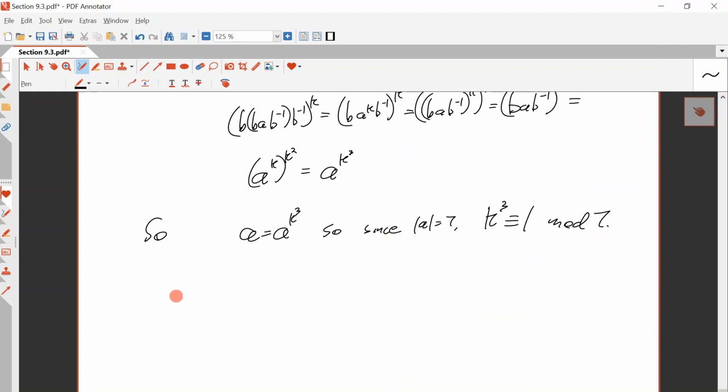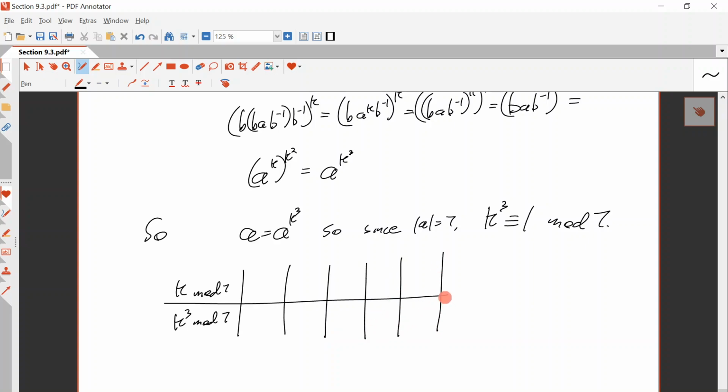Okay, so let's check it out. K to the third mod 7. So I got k mod 7, k to the third mod 7, not 0 and 1. So 2: 2 to the third is 8, mod 7 is 1. 3 to the third is 27, mod 7, that's 6. 21, so remainder 6.